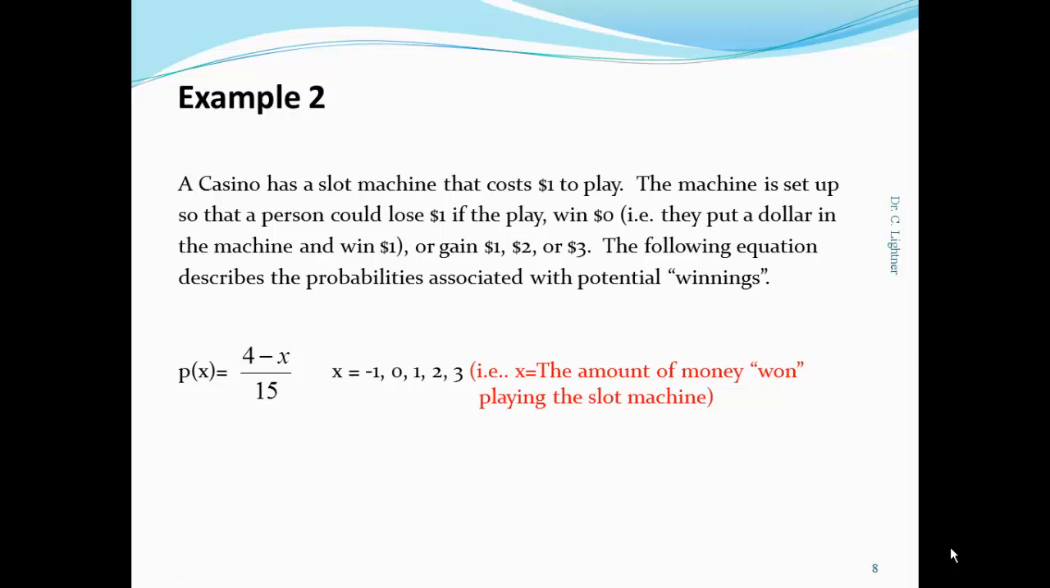Here we have an example with a probability distribution function displayed as a formula. A casino has a slot machine that costs $1 to play. The machine is set up so that a person could lose $1 if they play, win $0, which means they put $1 in the machine and get $1 back, or gain $1, $2, or $3. The following equation describes the probabilities associated with potential winnings. We're given all of the values that this random variable can take on, and a formula that we can use to compute the probability of it taking on each value. If we plug each possible value of x into this equation, it will provide the probability of assuming that value.